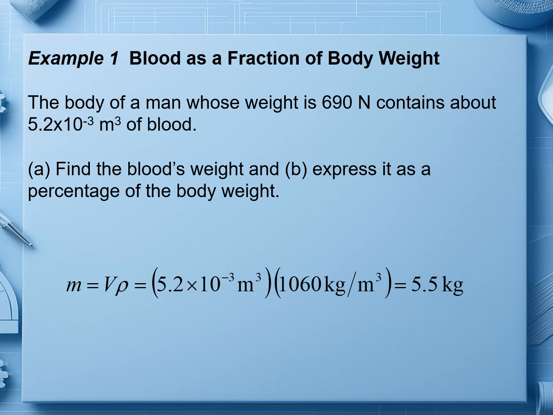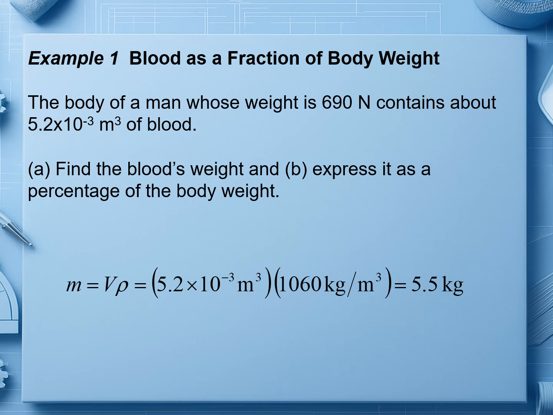Suppose a man weighs 690 Newton and has about 5.2 times 10 raised to negative 3 cubic meter of blood. The first thing is we calculate the weight of the blood, and then we express that weight as a percentage of the man's body weight. This example helps us connect fluid volume and density to body physiology.